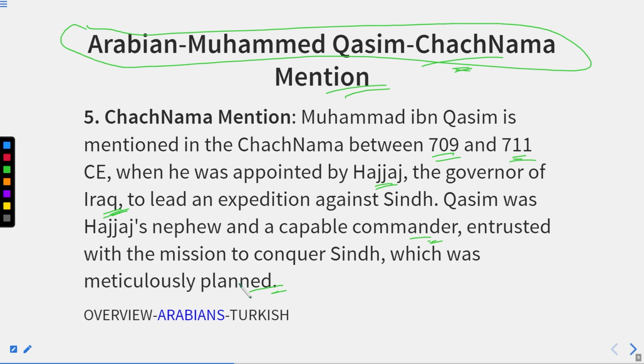Okay, and then we know that Muhammad bin Qasim meticulously planned this expedition, launched the attack, successfully captured Sindh, captured Dahir, cut off his head, and then sent it back to Iraq. And that's how they established the first Muslim capital in India. Alright.